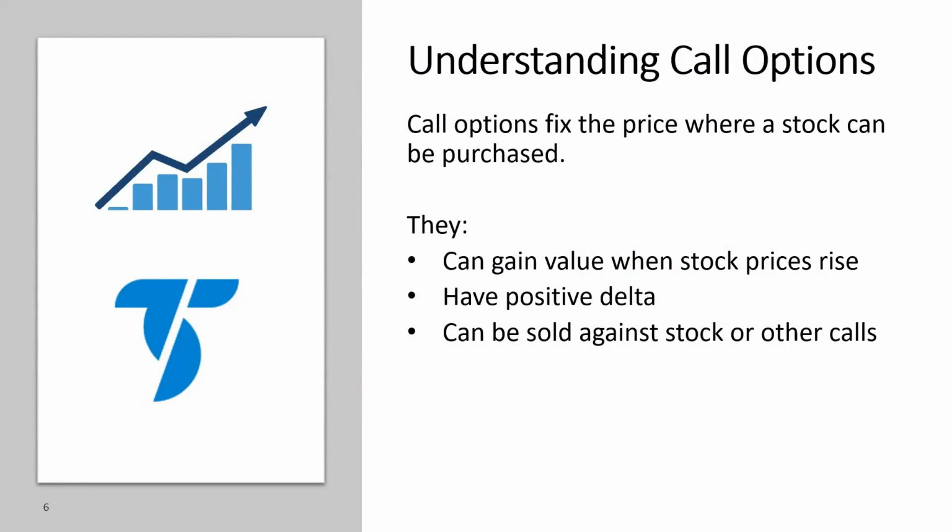But first, just quickly mention calls. Call options fix the price where a stock can be purchased. They gain value when stock prices rise. They have a positive delta, and they can be sold against stock or against calls. When you look at options, they have delta, which says how much the option moves relative to the underlying price. Calls have positive delta, which means if they have a delta of 50 and the stock goes up $1, the calls will increase by 50 cents. It's a quick way to know how much of a difference you're going to get.